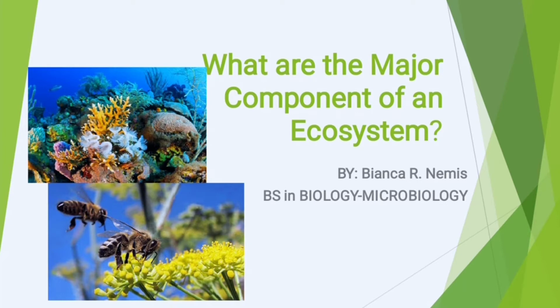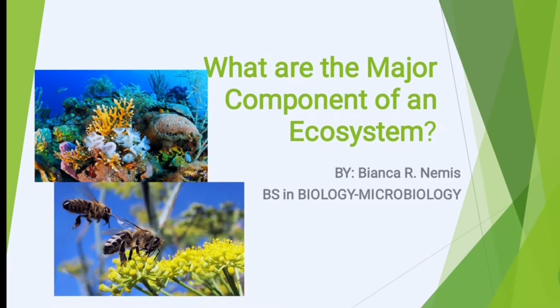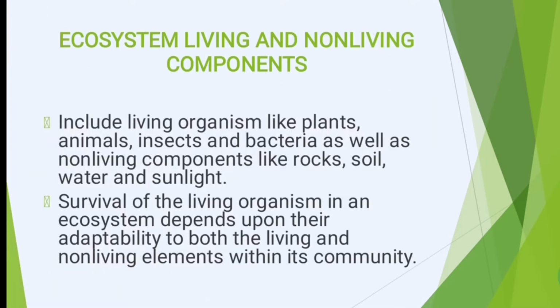My topic in general ecology subject is what are the major components of an ecosystem. Ecosystem living and non-living components include living organisms like plants, animals, insects, and bacteria, as well as non-living components like rocks, soil, water, and sunlight. Survival of the living organism in an ecosystem depends upon their adaptability to both the living and non-living elements within its community.